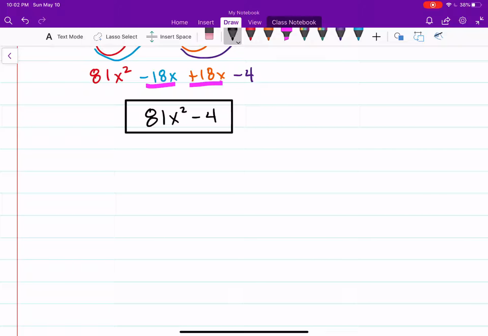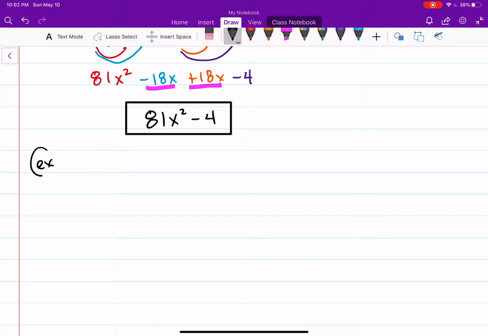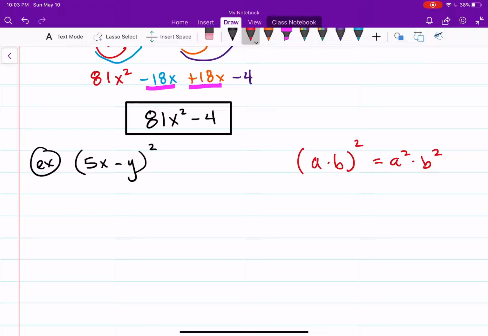And then you're going to have a question about this. And people typically make a mistake with this. 5x minus y squared, okay? So what people tend to do is that they mistake this for the same as this rule right here. Remember the a times b raised to the nth power, right? Or let's even use squared. Let's just use a square here. So this would be a squared times b squared.